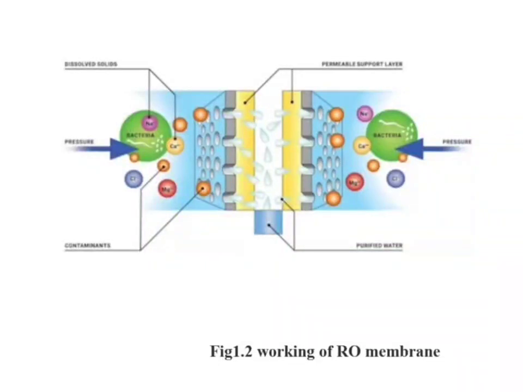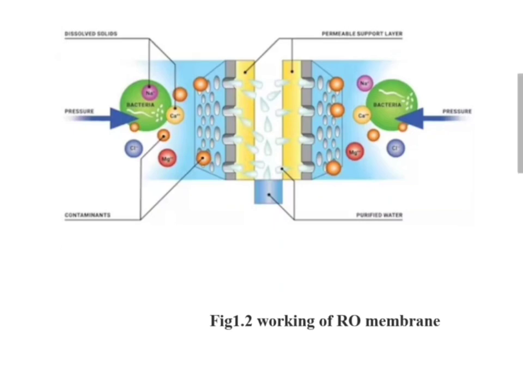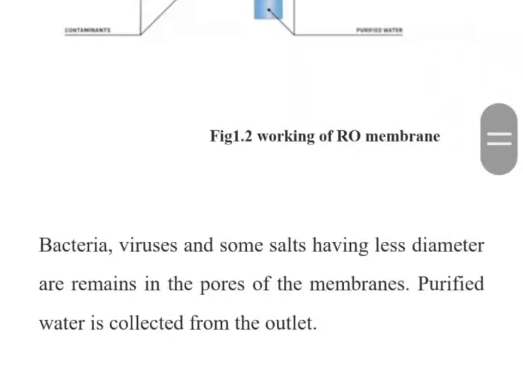Now I am going to discuss the working of RO membrane. RO membrane works on the principle of reverse osmosis. It has many pores in the membrane, almost 40 nanometers in diameter. When feed water is allowed to move with high pressure, many salts having diameter greater than these pores remain in these pores, while pure water passes through the membrane and is collected in an outlet. This water is free from any impurity or total dissolved salt. In this way, the water gets purified.